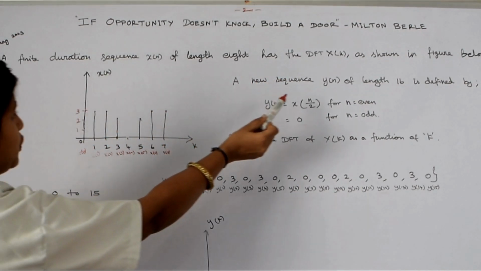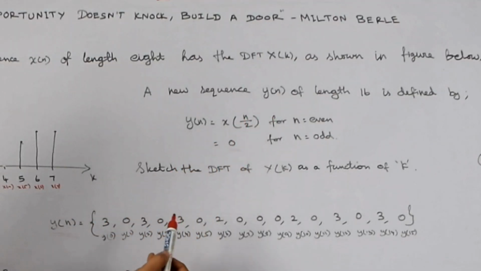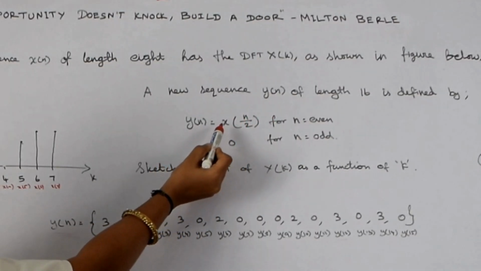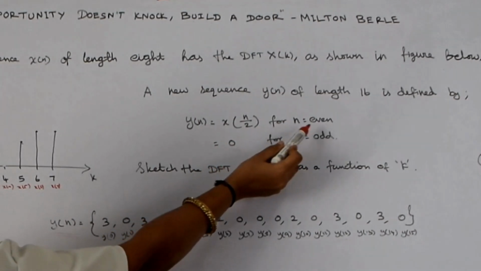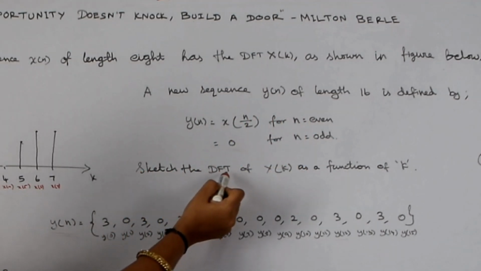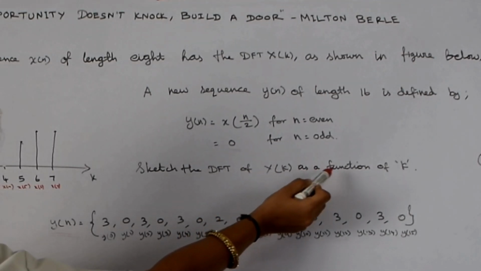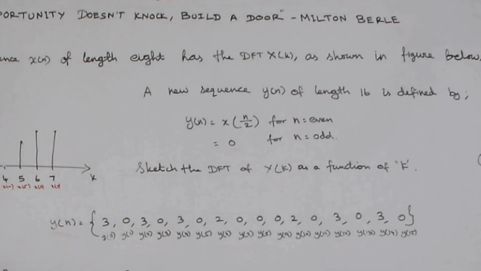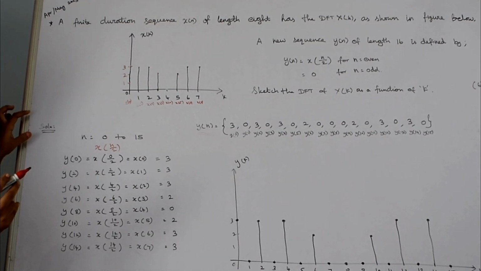A new sequence y of n of length 16 is defined by y of n is equal to x of n by 2 for n is equal to even and 0 for n is equal to odd. You have to sketch the DFT of y of k as a function of k. So this is the question. We'll see the solution for it.